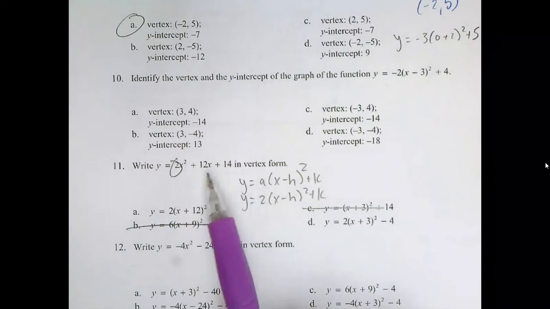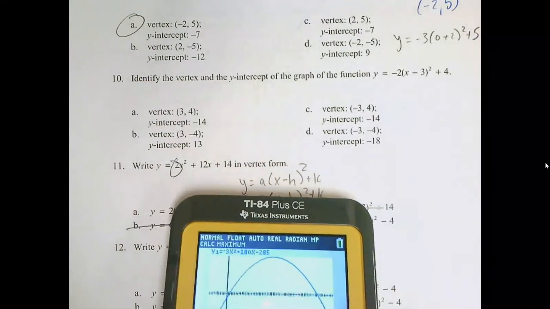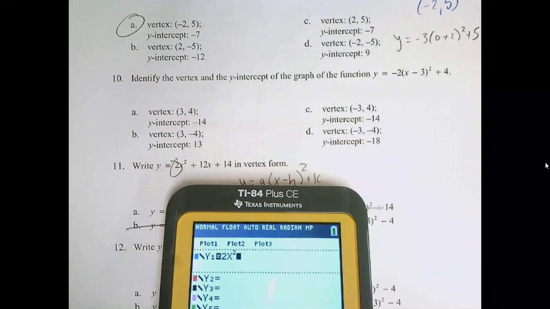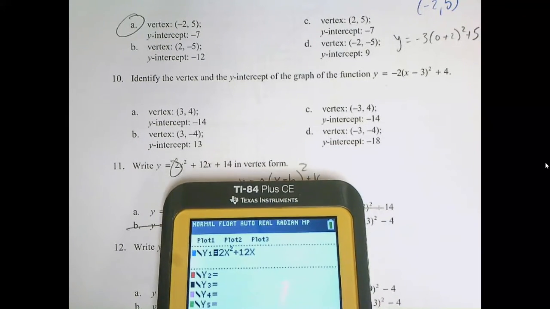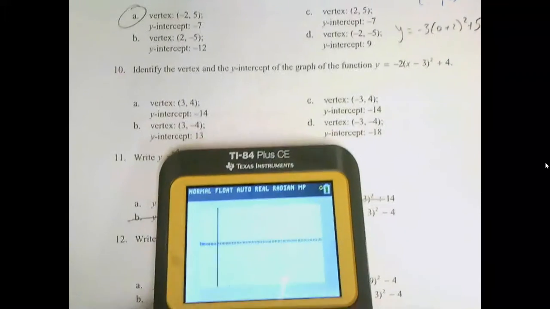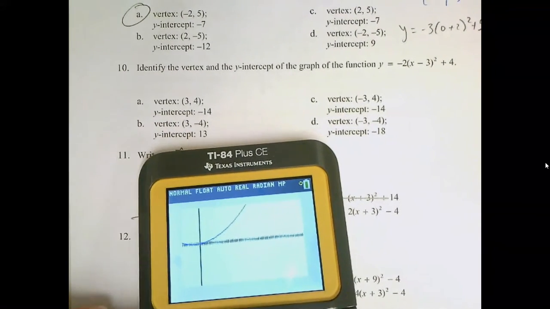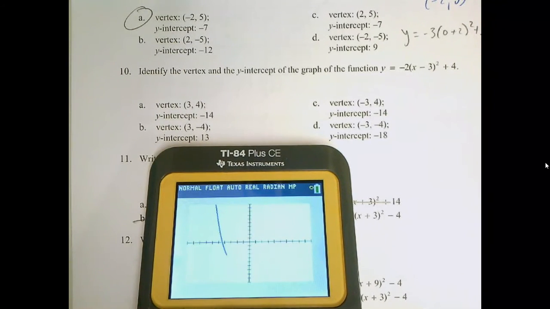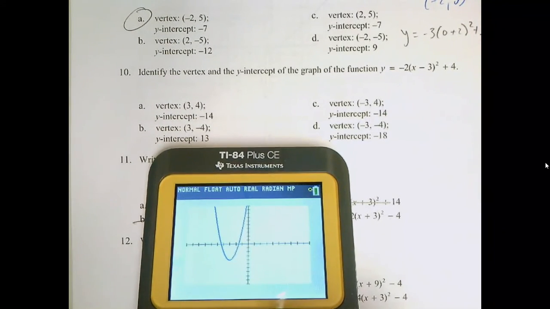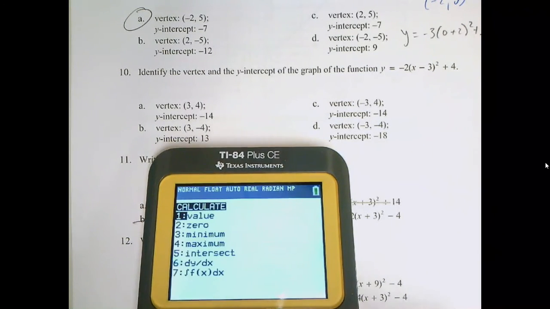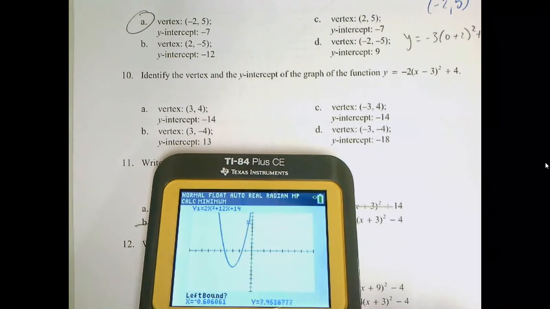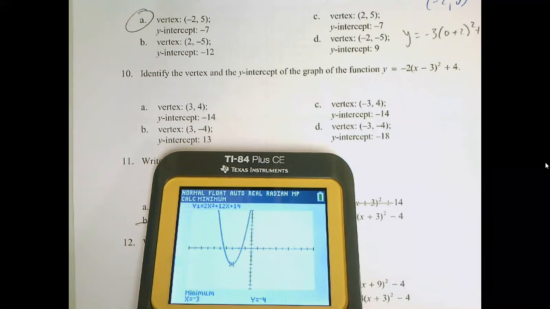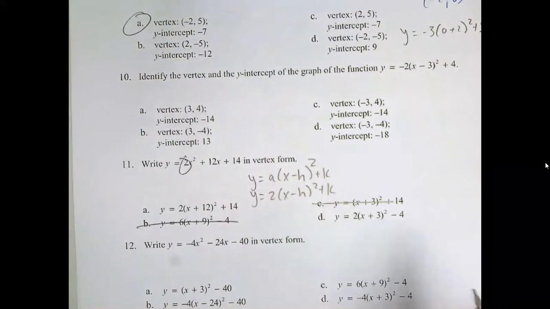Then stick that in the calculator into y equals and check your min or max. So in y equals, that'd be 2x squared plus 12x plus 14. You'd hit graph. This graph looks kind of funky, so I'm going to hit zoom 6. And that is a minimum. So find your min by hitting second trace. Go slightly to the left of it, slightly to the right of it, and then hit enter to guess. -3, -4 would be my H, K.